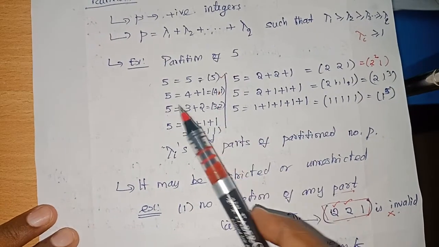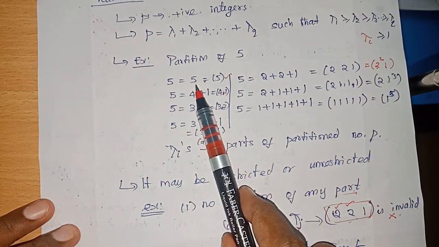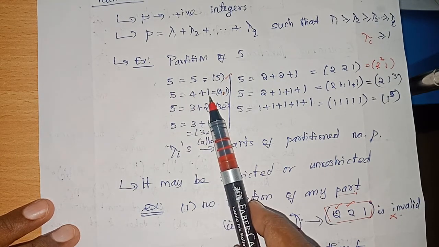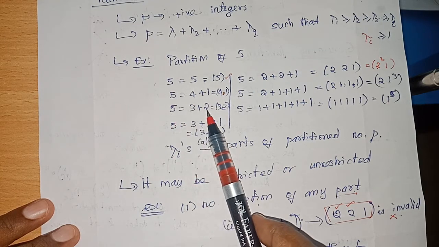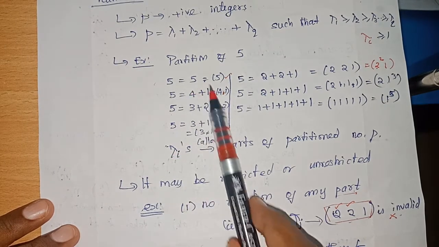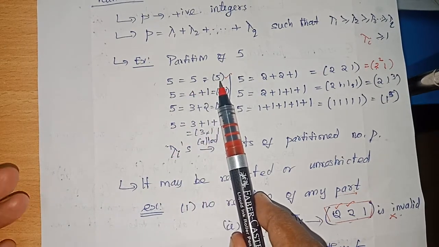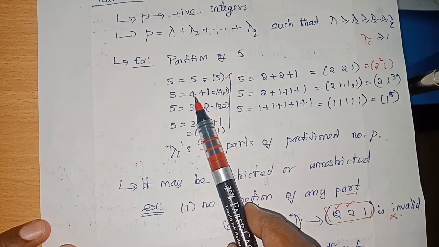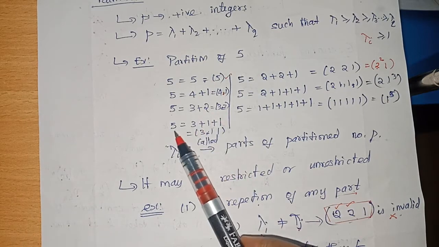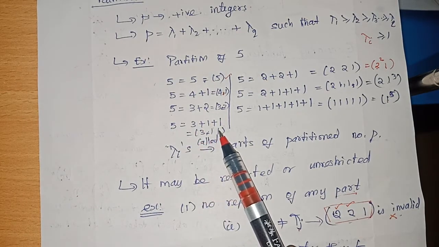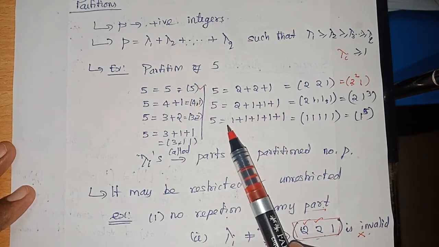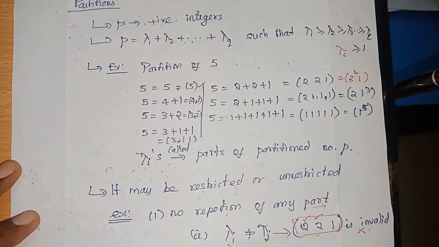Once again, we see the example. 5 is 5. 5 can be written as 4 plus 1. Look at the order, I have written in decreasing order. 5 is 3 plus 2. 5 is 3 plus 1 plus 1. These partitions can also be written in the format of 5 within brackets, 4, 1 within brackets, 3, 2. 5 is partitioned as 3, 2. 5 is partitioned as 3, 1, 1. 5 can also be partitioned as 2, 2, 1, then 2, 1, 1, 1, and 1 written 5 times.